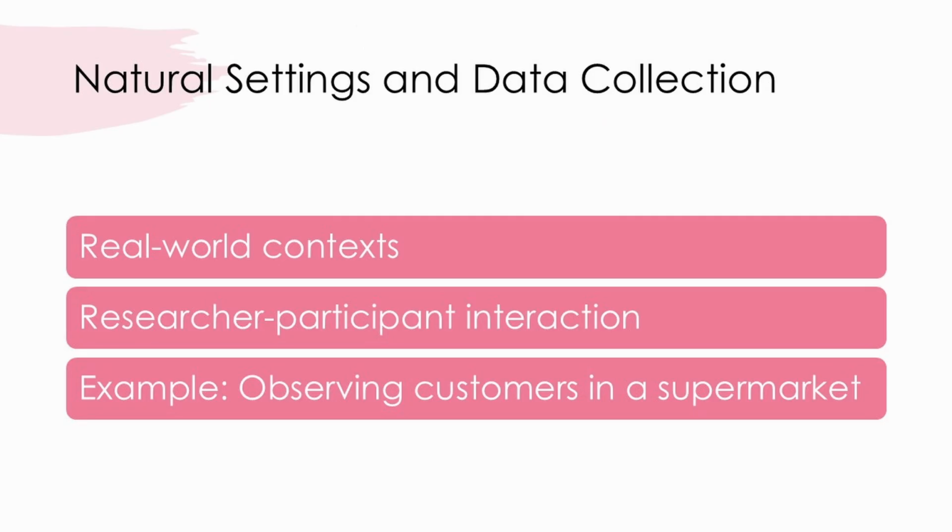Natural settings and data collection. A defining characteristic of qualitative research is that it happens in natural settings. These are real-life environments where the phenomenon under study actually occurs. For example, a researcher might observe shoppers in a supermarket to understand their purchasing behavior. In such settings, researchers have direct contact with the participants, which allows them to collect authentic and context-rich data. This closeness to the subject matter strengthens the depth and relevance of the research findings.